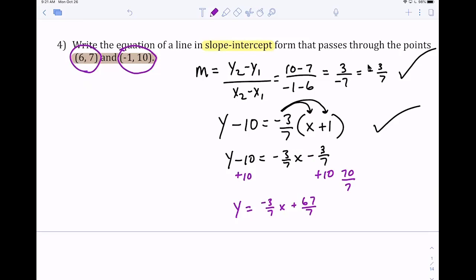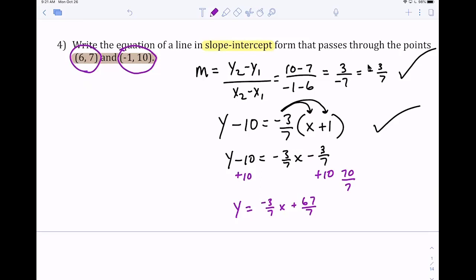Again, someone was trying to say, well, what if I chose the other point? Are you going to get the same answer? Yes. The point slope answer doesn't look the same, but it is the same. All right? Anybody have any questions?